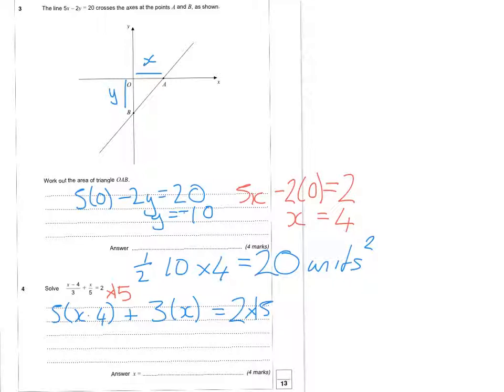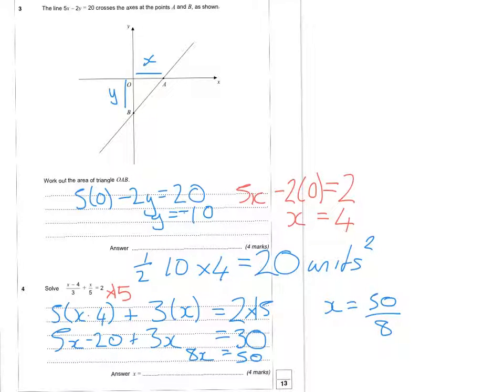So we have got 5x minus 20 plus 3x equals 30. 8x equals 50. x equals 50 divided by 8, or 6.25.